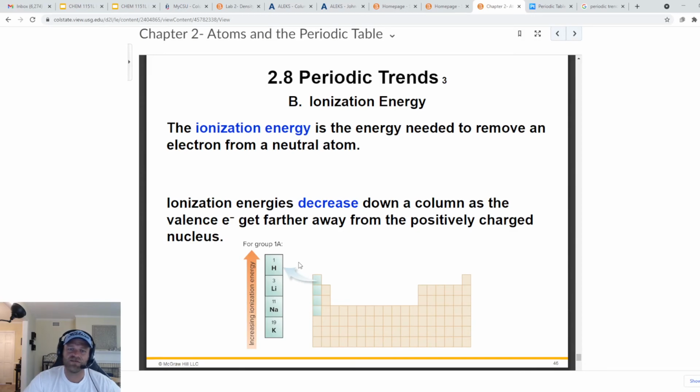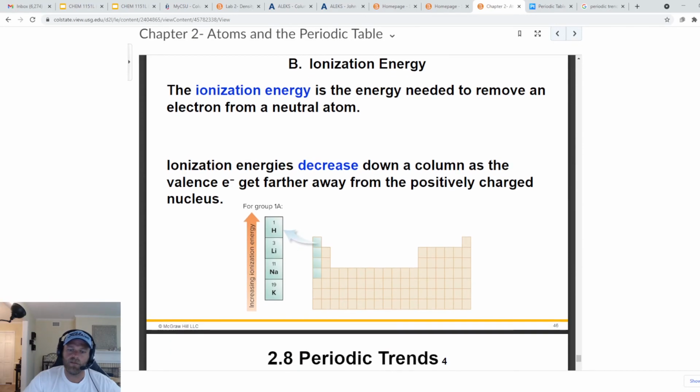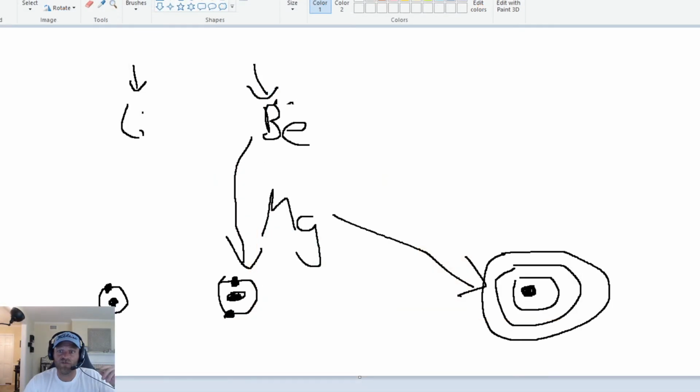Okay, so ionization energy decreases down a column. All that means is that as the electrons are further away, as I get further and further out on these shells, it gets easier and easier to pluck an electron from there. So the ionization energy, the energy needed to pluck an electron, gets lower as I get further away from the nucleus. Okay, so top down, the trend is ionization energy gets lower.